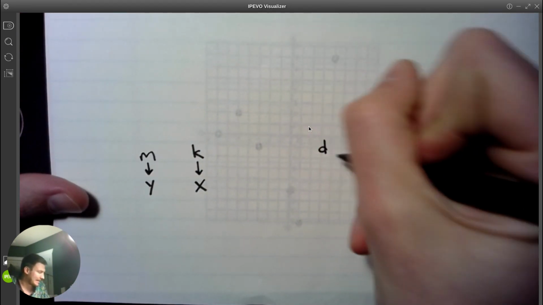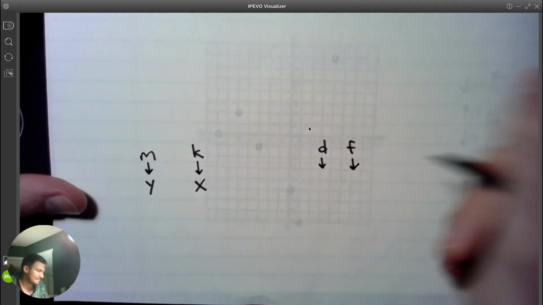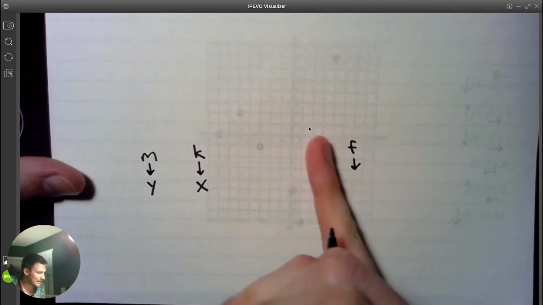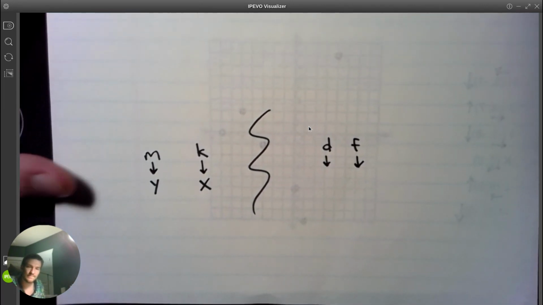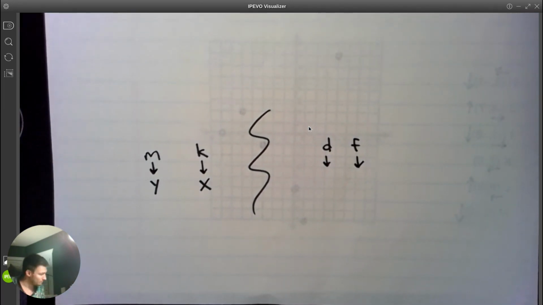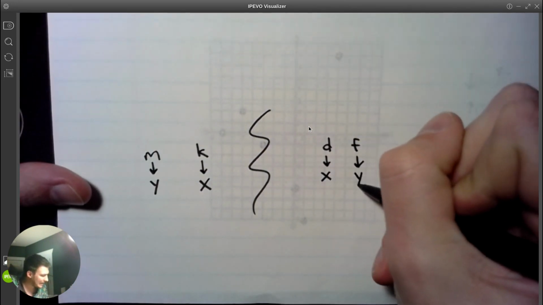Let's say you've got the letter D and you've got the letter F. Which one of these comes first? A, B, C, D. Oh, D comes first. D gets to be X and F gets to be Y.